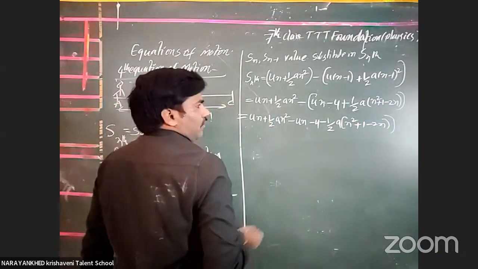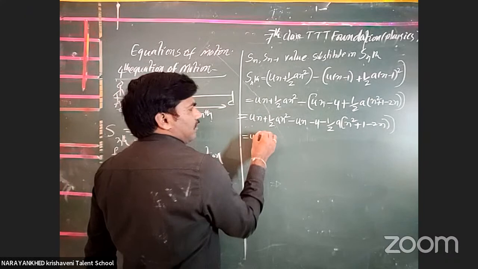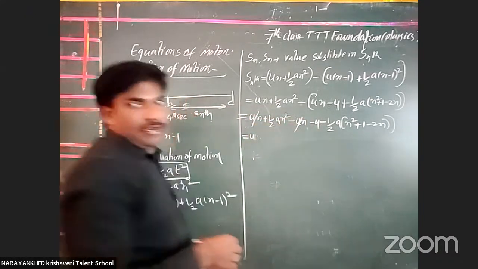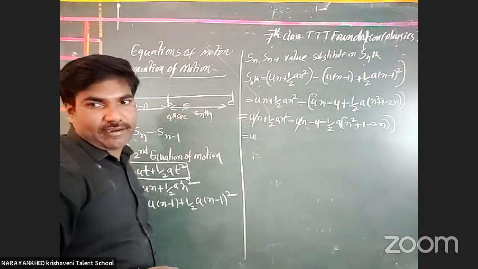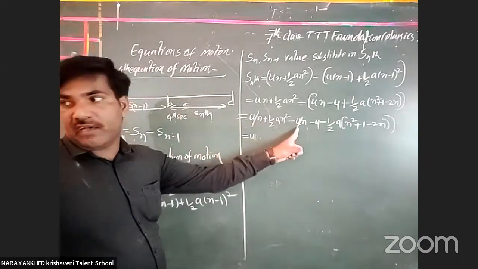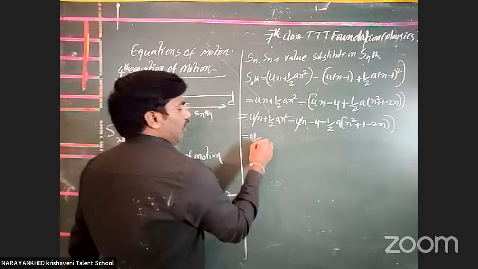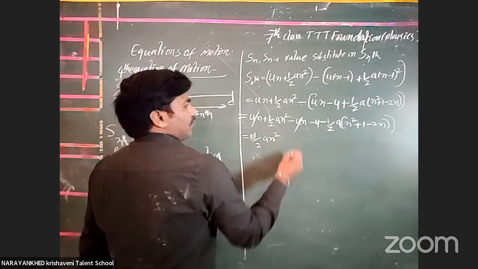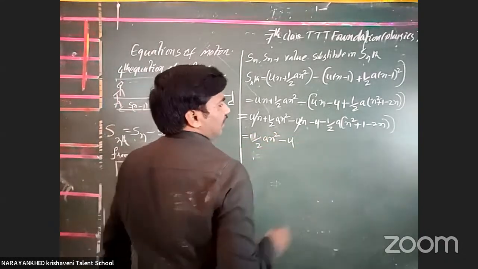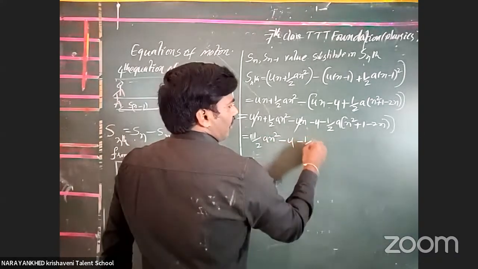Now again expand here. u n and minus u n, minus plus u n, cancel each other or not? This is plus u n, this is minus u n, cancel each other. What is the remaining now? Half into a n square, and minus u we have, and minus half into a n square.